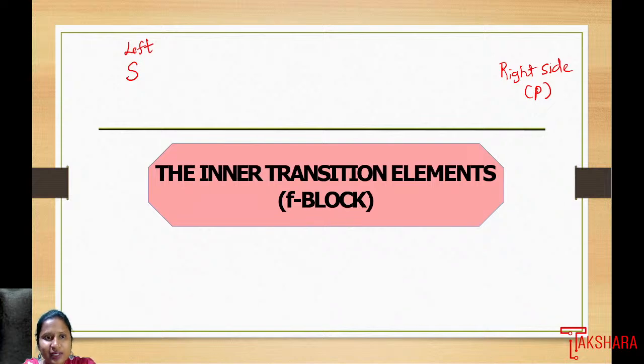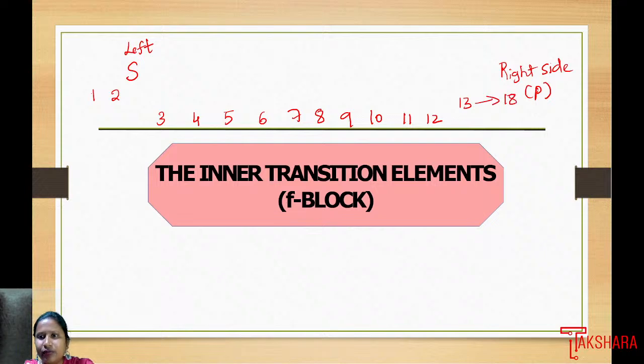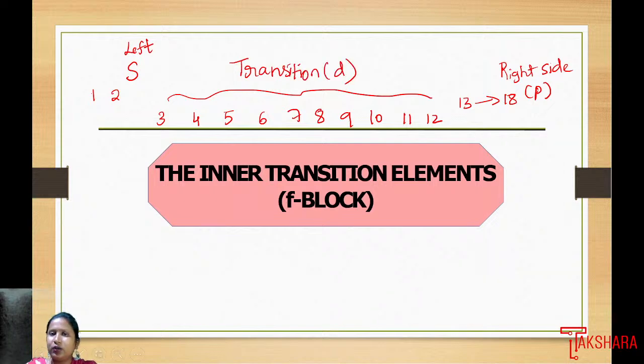So here how many groups or columns, groups or columns or periods or rows, we call them. We'll be getting 1, 2, 3, 4, 5, 6, 7, 8, 9, 10, 11, 12, and from 13 to 18 we call them P block elements. 1 to 2 are S block elements, 13 to 18 P block elements, and from 3 to 12 we call it what? In the previous class we discussed that transition elements are also called D block elements. So S block elements, P block elements and D block elements.